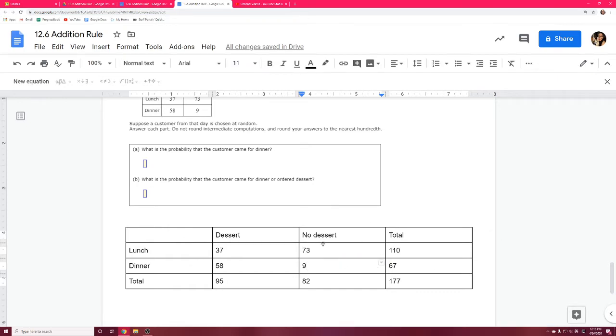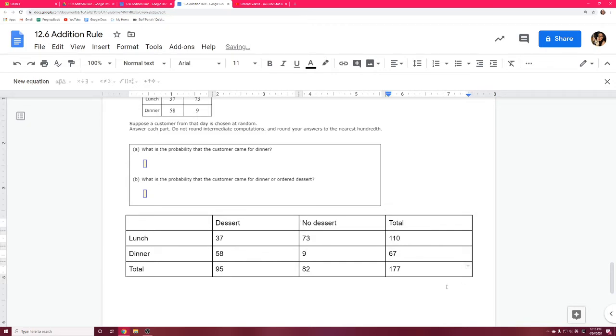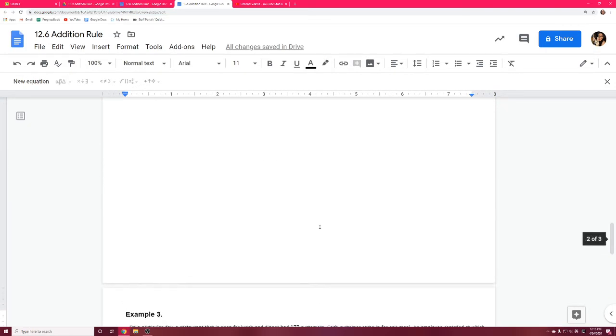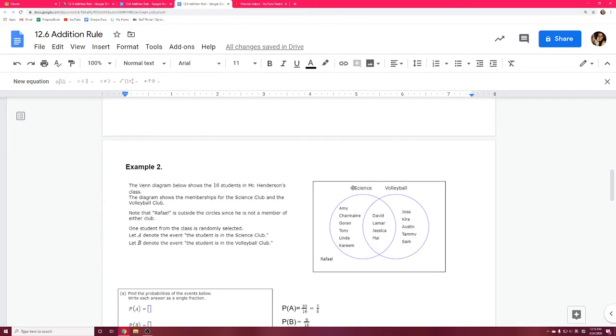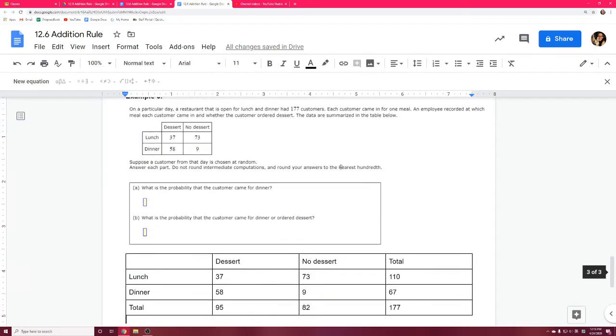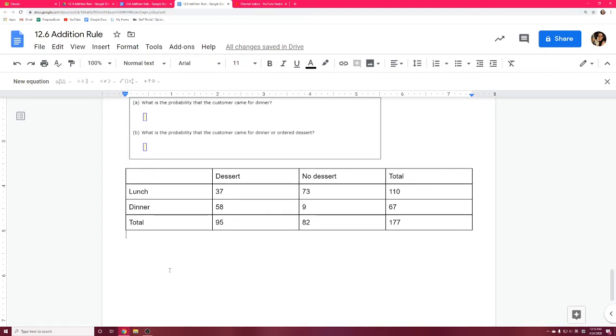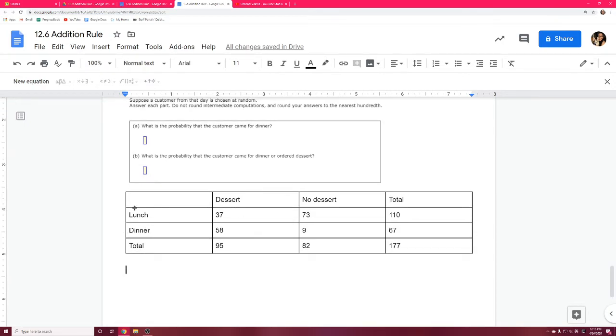So the whole thing together is called a two-way table. It represents the information just like our Venn diagram does. If you go further in statistics, you will learn the Venn diagram and the two-way table. They represent the same situation. It just depends on what your consumer likes to see, and you will use whichever one to present.